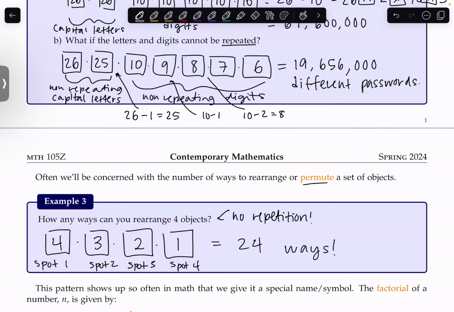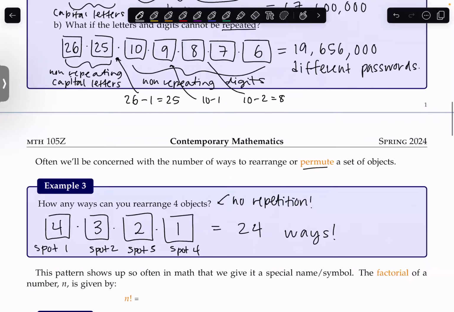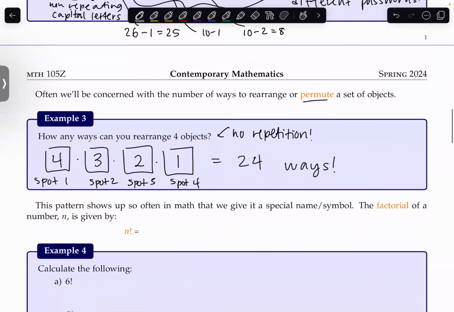Okay, this idea of multiplying numbers as they're descending until we get to 1 is going to be really important to us. And so we're going to give it a name. And this is going to be our factorial. And we'll see in a second how we'll do this in our calculator as a way to check our work. And again, this pattern does show up very often, which is why we give it this name here.